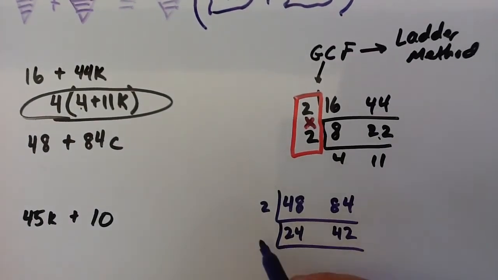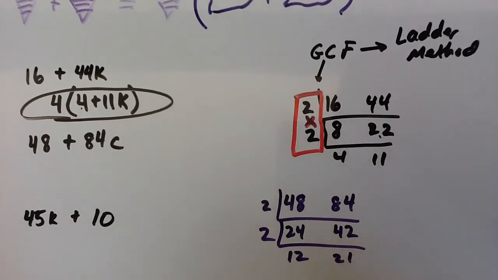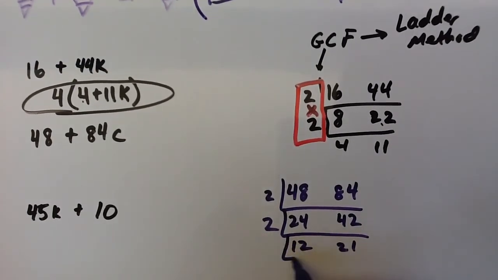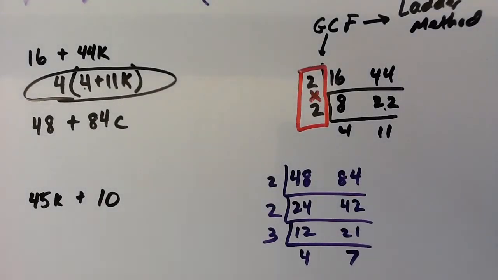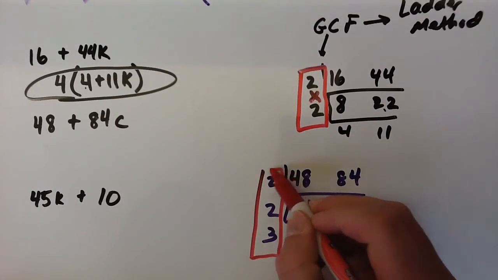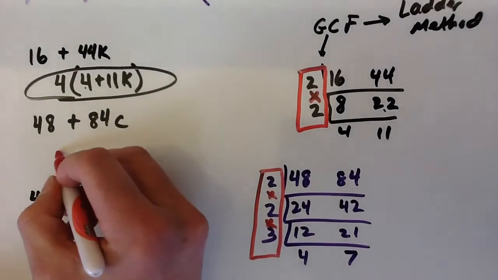Again, they're both even. I pull out a common factor of 2. 2 times 12 is 24, and 2 times 21 would be 42. 12 and 21 have a common factor of 3 because 3 times 4 is 12, and 3 times 7 is 21. But 4 and 7 don't have a common factor other than 1, and so I'm done making ladders. To find the GCF, I take those numbers on the left side right there, and I multiply them. 2 times 2 times 3, that would be 12, right? So my GCF is 12.